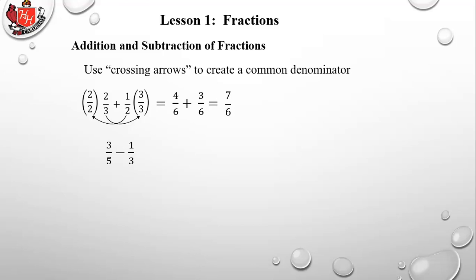Subtraction is done the same way. Take the 3, multiply the top and bottom of 3/5 by that. Take the 5, multiply the top and bottom of 1/3 by that. And what you end up with is 9/15 minus 5/15. You can now subtract the numerators, the top, and leave the denominator alone, leave it as it is. And there it is, 4/15.